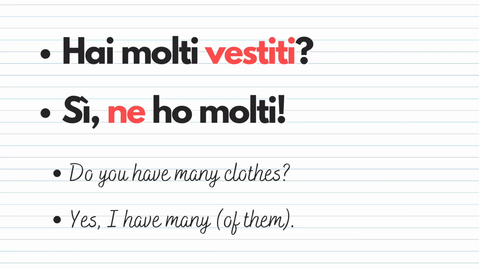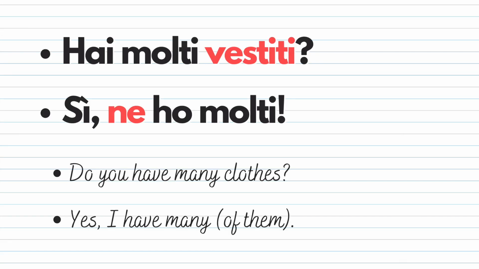Hai molti vestiti? Sì, ne ho molti. Here I'm saying sì ne ho molti because in the answer I have an expression of quantity. Molti. So molti of what? Well, of clothes. And I don't want to be repetitive. I don't want to say clothes over and over again. So I'm just gonna use the pronoun ne to replace the word clothes. And the reason why I have to use ne and I can't use a normal direct object pronoun is because I have a quantity, molti. So do you have a lot of clothes? Yes, I have many. Many of what? Of clothes. Ne, sì, ne ho molti.